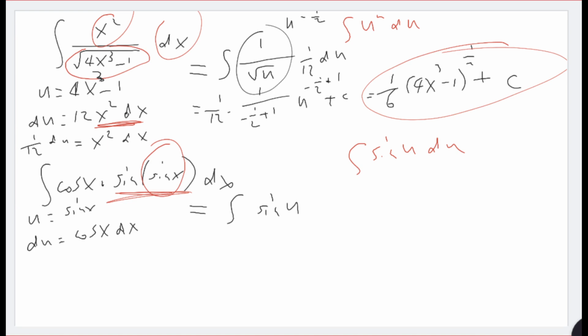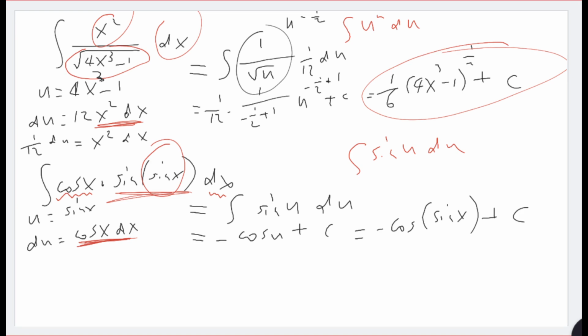See nicely, the cosine x and the dx together can be just replaced by du. So the original integral becomes a really simple integral. The answer is negative cosine u plus c. Of course, to finish up, we're going to plug sine x back in for u plus c, and that's our final answer. So this is how the substitution technique works.